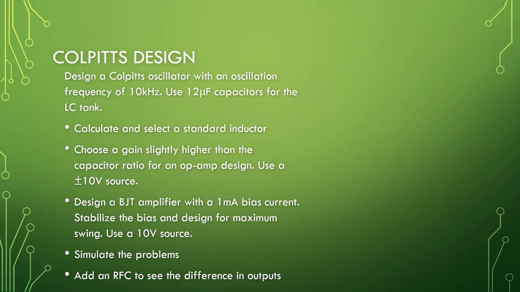Then I wanted to do op amp design and choose again slightly higher than the capacitor ratio and use plus minus 10 volt sources. Okay, simple enough. Then design a BJT amplifier with a 1 milliamp bias current and stabilize the bias and design for maximum swing. Use a positive 10 volt source. Simulate the problem and then add a RF choke to see the difference in the outputs. So pause the video here and we will be back in a moment for the solutions.